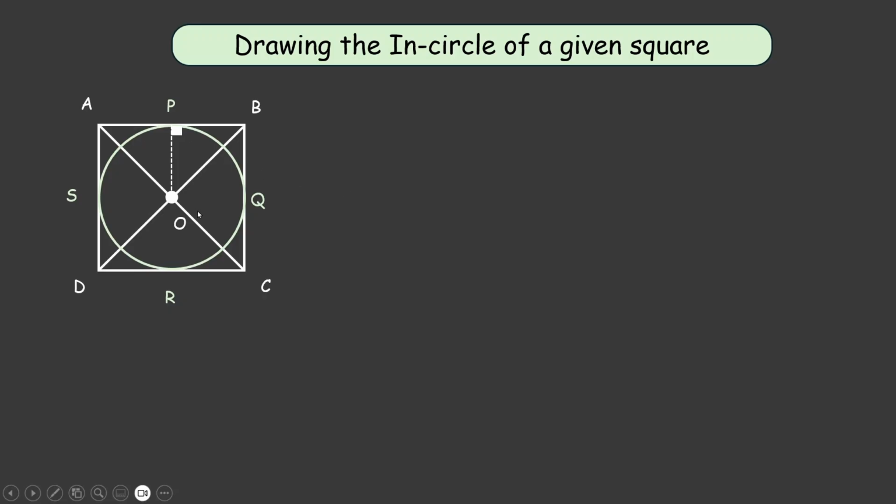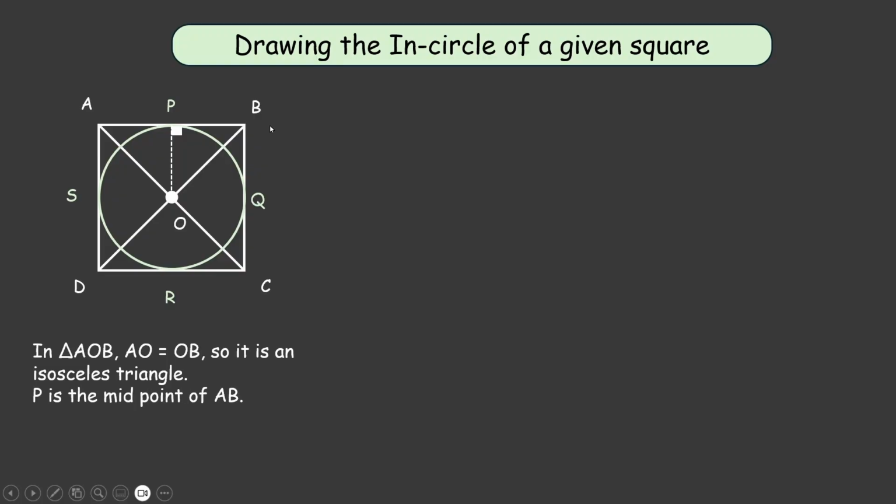Now in the triangle AOB, let's look over here. AC and BD are the diagonals and diagonals of a square are equal. So half of AC, which is AO, will also be equal to half of BD, which is BO. So in triangle AOB, AO is equal to OB. That makes it an isosceles triangle. In an isosceles triangle, the altitude is also the perpendicular bisector. So P is the midpoint of AB. Similarly, Q is the midpoint of BC, R is the midpoint of CD, and S is the midpoint of AD. So P, Q, R, S are the midpoints of the sides of the square.